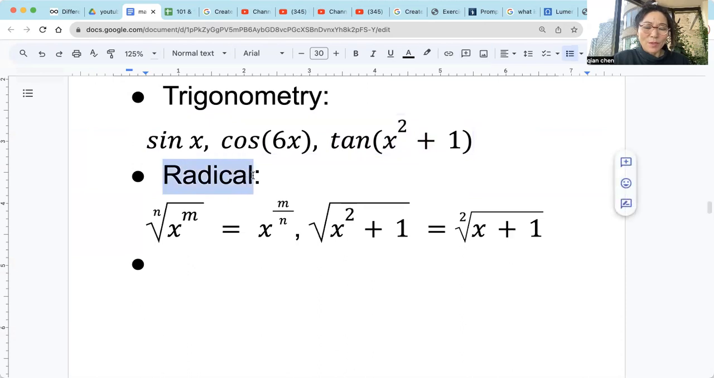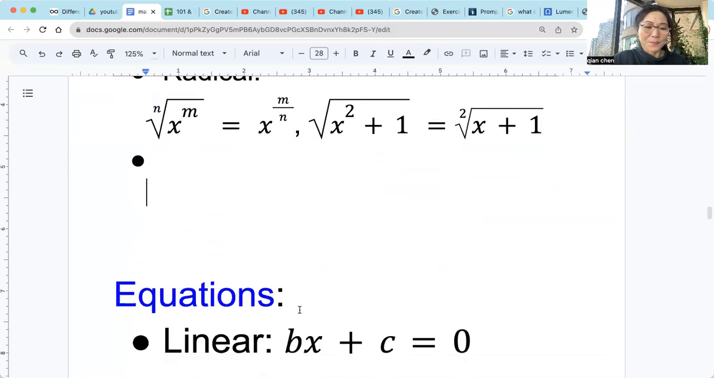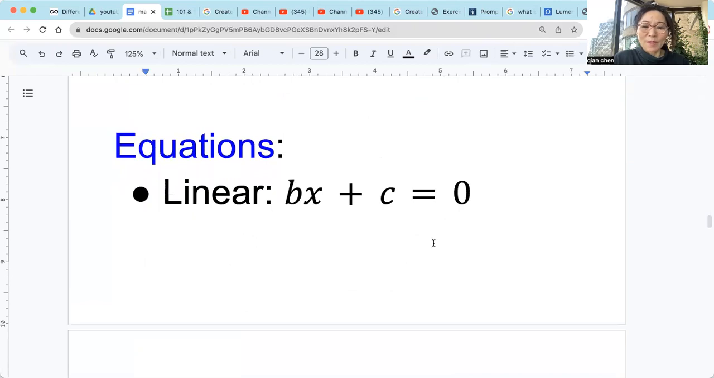And then we also have radical expressions. In radical expressions, we have the nth root. So this n is the index, the nth root, and this m is the power. And we can write radical expressions with rational exponents. So the power is the numerator, and the index is the denominator in the exponent of x, right? By default, if the index is 2, we just don't bother to write it. It's just by default.